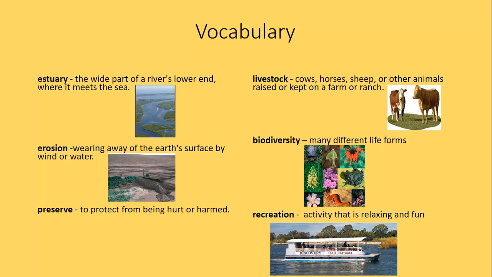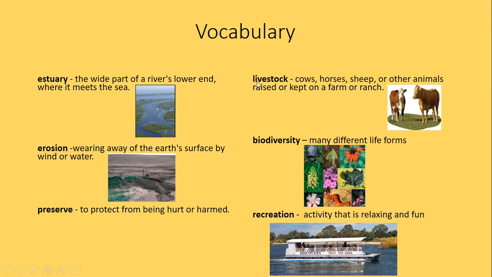Before we begin our lesson, let's take a look at some words you should know. The first word is estuary, the wide part of a river's lower end where it meets the sea. Next, we have erosion, wearing away of the earth's surface by wind or water. Preserve, to protect from being hurt or harmed.